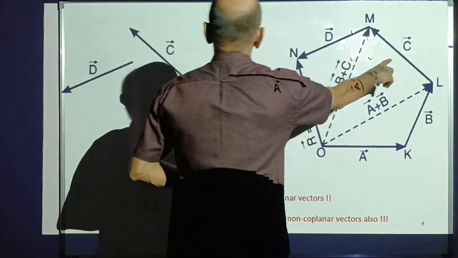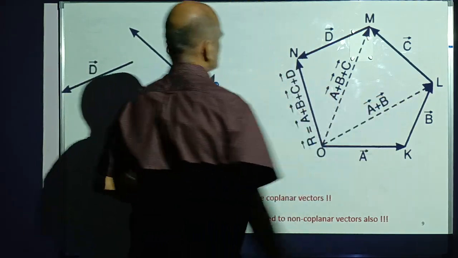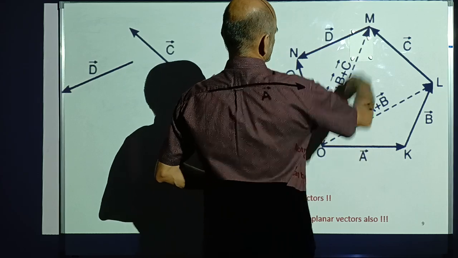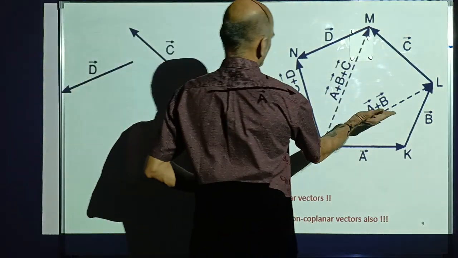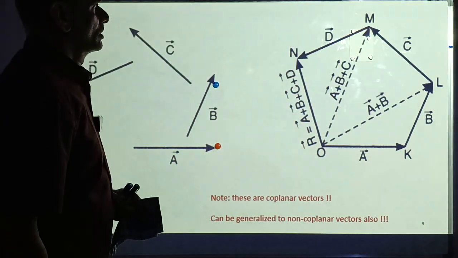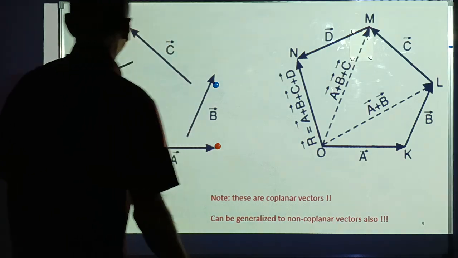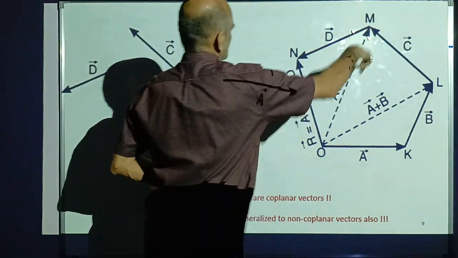Now let's take the third vector C and move it such that it touches the head of the A plus B vector. So now this plus this is this vector using triangle law, because I'm just taking two vectors: one is A plus B and the second vector is C. So this is the sum of the first three vectors. To add the fourth vector, I can move it parallelly so that the tail touches the head of the A plus B plus C vector.